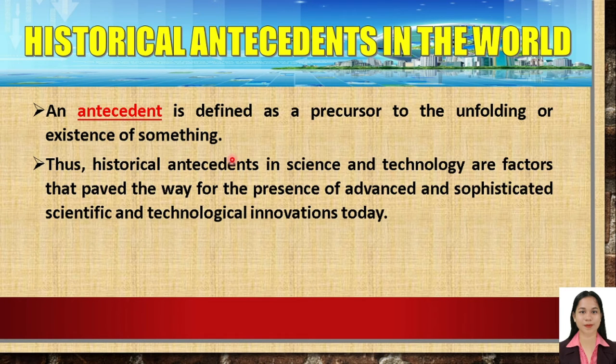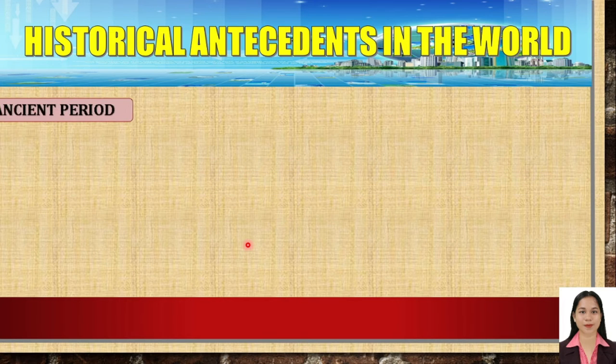Thus, the historical antecedents in science and technology are factors that pave the way for the presence of advanced and sophisticated scientific and technological innovations today. So, as I said earlier, we are going to tackle how social context shaped and were shaped by science and technology across the three historical periods that we are going to discuss in this video. So let us proceed to the ancient period.